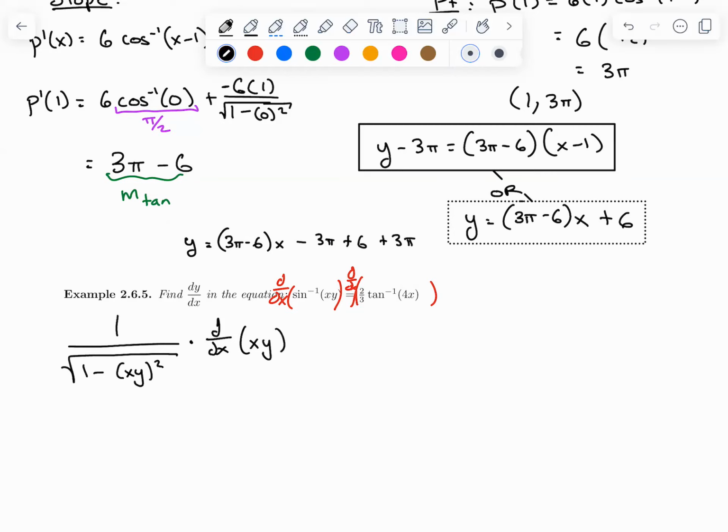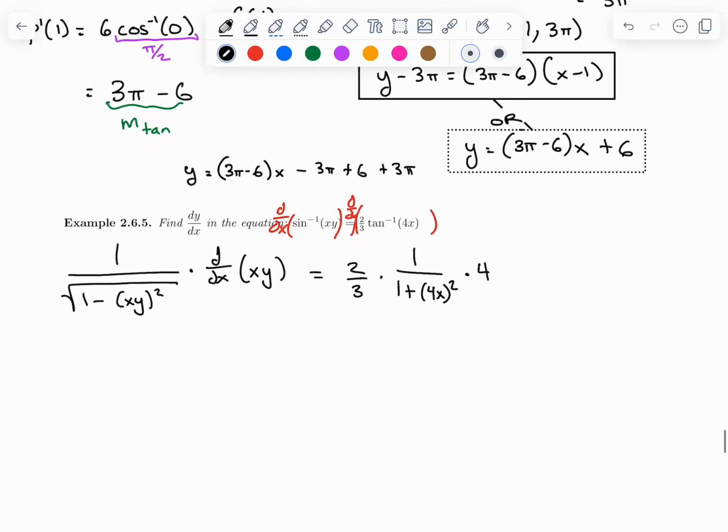Good news is that the other half, the 2/3 tangent inverse of 4x, there's no y's in there, so there's no product rules. It's just one chain rule. So that'll equal 2/3 times tangent inverse's derivative, which is 1 over 1 plus x squared. But since it's tangent inverse of 4x, that's 1 over 1 plus 4x quantity squared times the derivative of 4x, which should be 4.